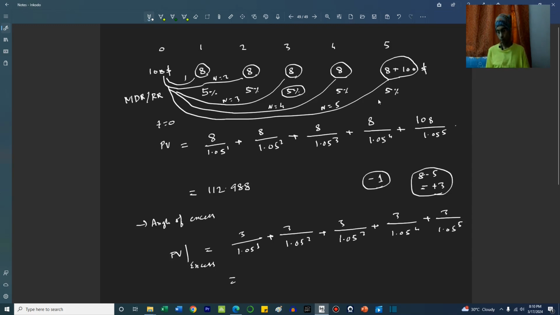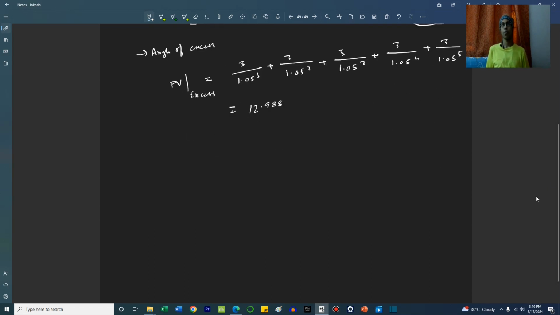This will add up to, we take 3 as the periodic payment, 5 as the maturity period, required return as 5. The present value comes to be 12.988. Okay. So if we adjust the par with the excess, what do we get? We get 100 plus 12.988, which is 112.988.